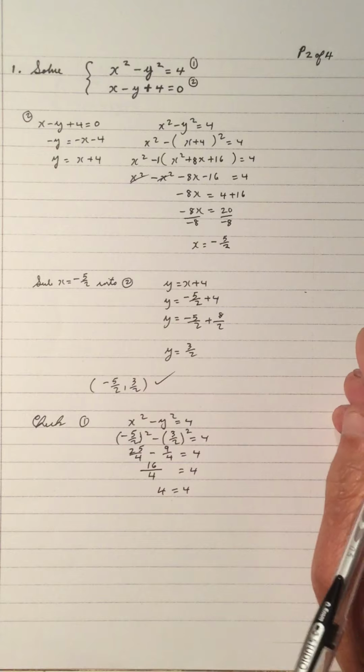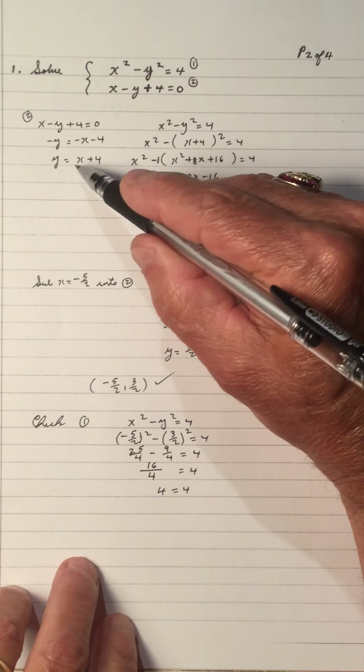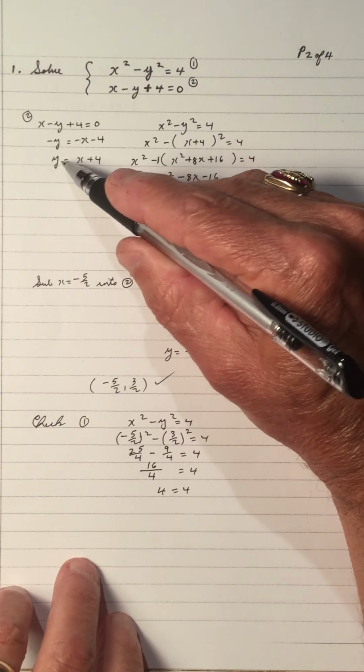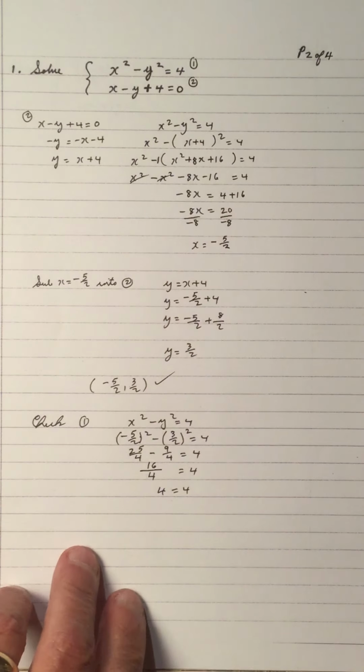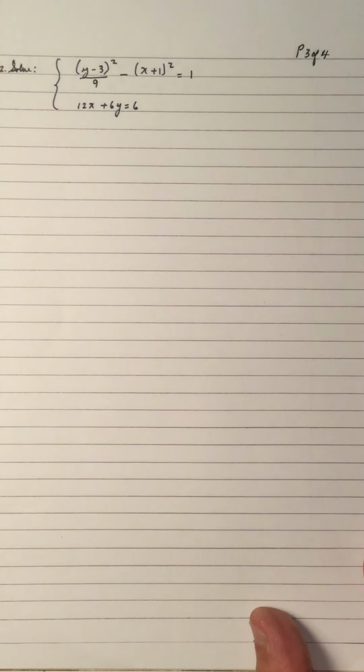So this is the solution of the linear, which is a line. We've got degree 1, y equals mx plus b. And we have a hyperbola, so 1 point of intersection. Now let's solve another one.